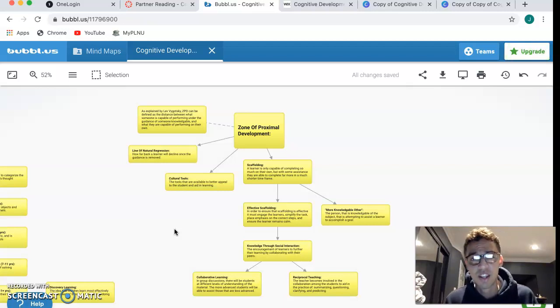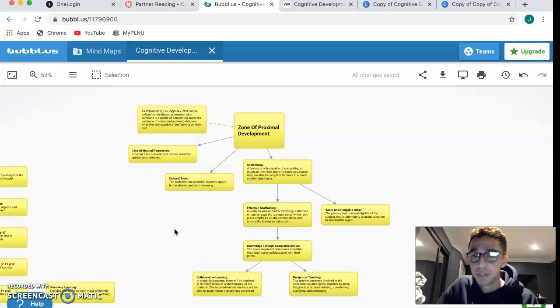So moving along, we've got scaffolding, right? And essentially, you think of a building, you think of the scaffolding, right? Next layer's done, they remove the scaffolding, and then you keep going, and that's essentially what we're doing as a teacher, right? So scaffolding here in the zone of proximal development can be seen as a learner, or by definition, right? A learner is only capable of completing so much on their own, but with some assistance, they're able to complete far more and in a much shorter time, right? And that's going back to like the line of natural regression, right? We're trying to lessen that.